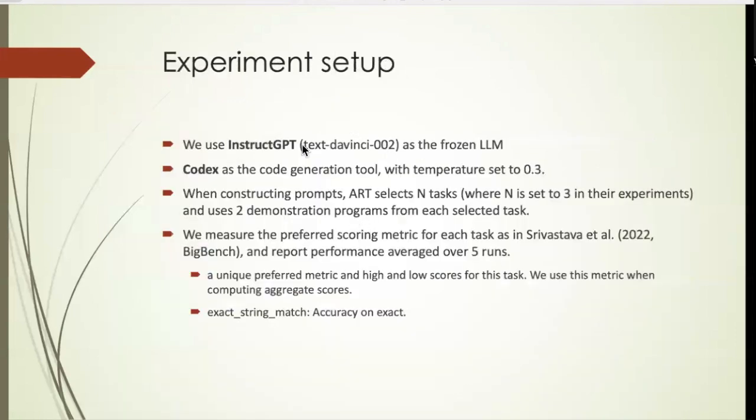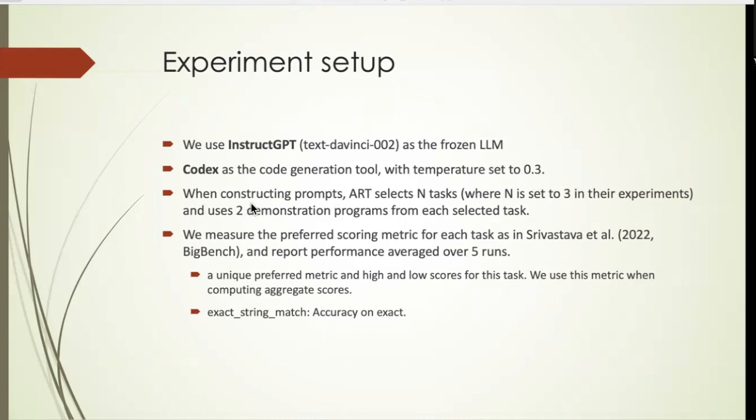And then the last part is the experiment setup and the results. I think this paper was published when InstructGPT was still one of the most powerful models. I think right now there are far more choices than InstructGPT. But in this paper, they use InstructGPT as a frozen LM to do the step-by-step reasoning, and then they use Codex as a code generation tool.